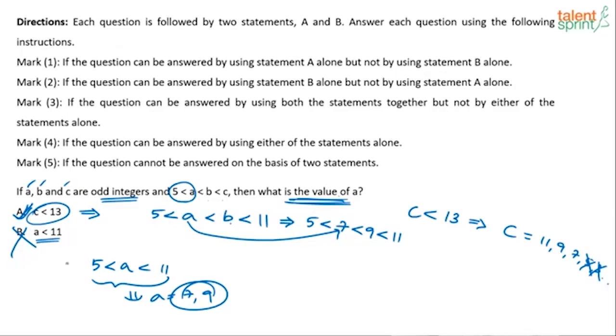What is the value of A? A is equal to 7 according to statement A. And according to statement B, A can be 7 or 9, and that is the reason I will say B alone is not sufficient. A alone is sufficient, and hence option 1 is the answer.